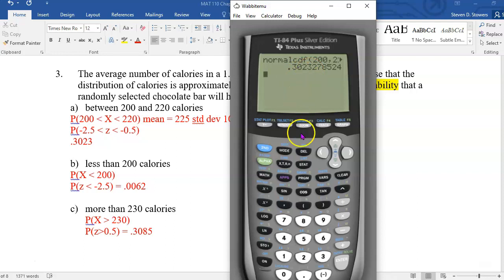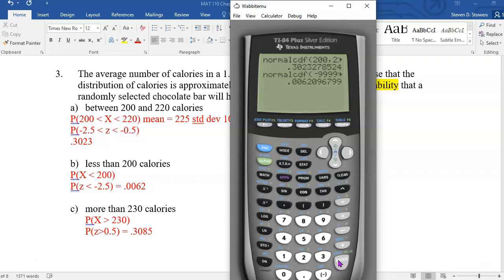To do part B, I would ask it for normal CDF. And since we want everything less than 200, the lower number would be something that's way below 200, like maybe negative 9999. And then the upper would be 200. And still the mean is 225 and the standard deviation is 10. We paste that, it gives us the answer of 0.0062.